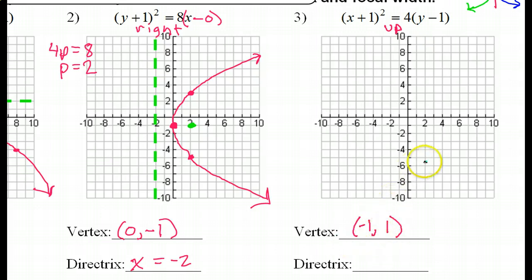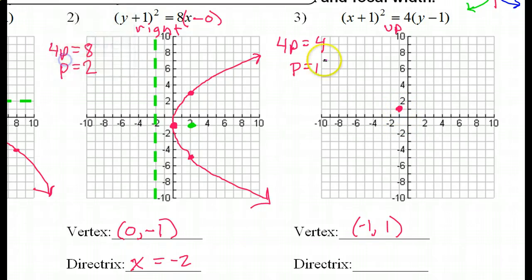All right, now I need the focus. So I need the p-value. So look, 4p is equal to 4. So that means p is equal to 1 if I divide. So that 1 tells me where to put the focus. I forgot to graph the vertex first. Okay. So my vertex is at -1, comma 1. So -1, comma 1, there's my vertex.